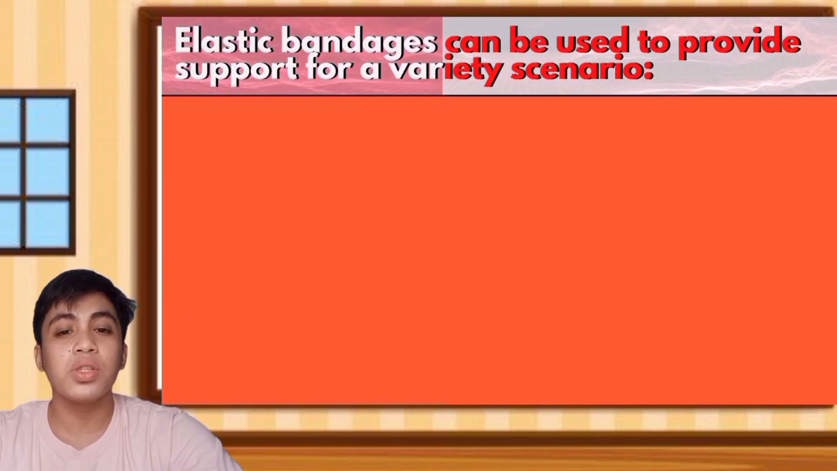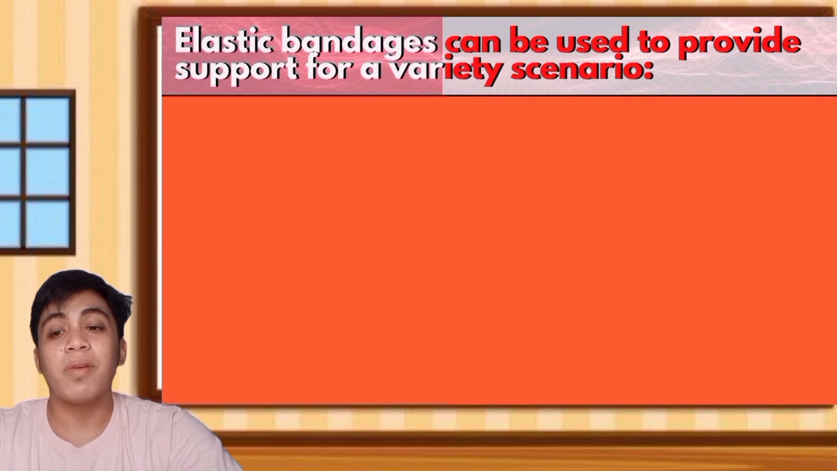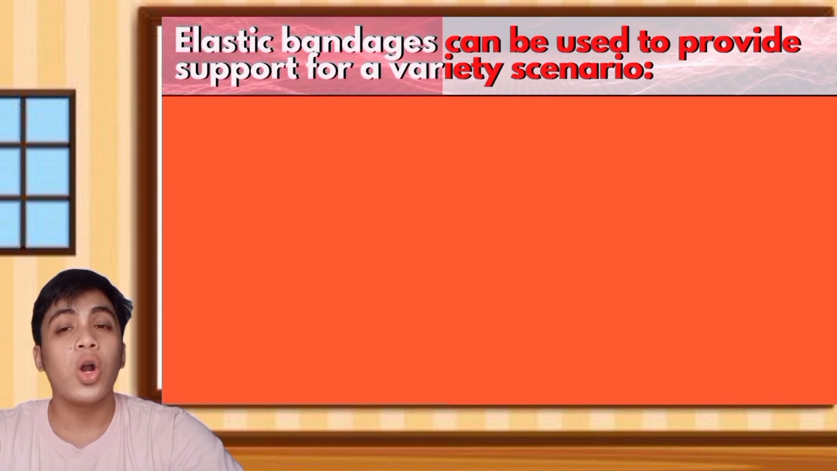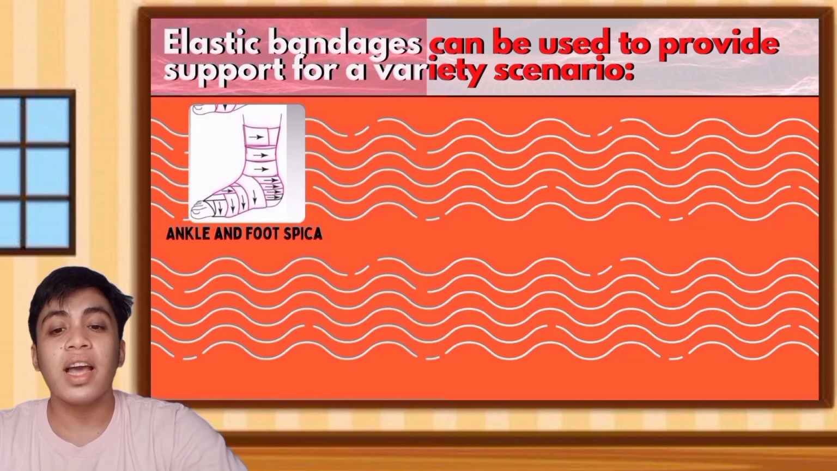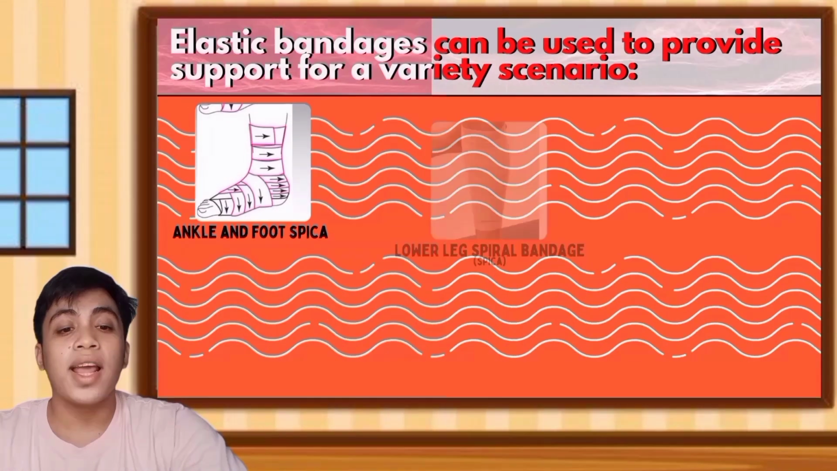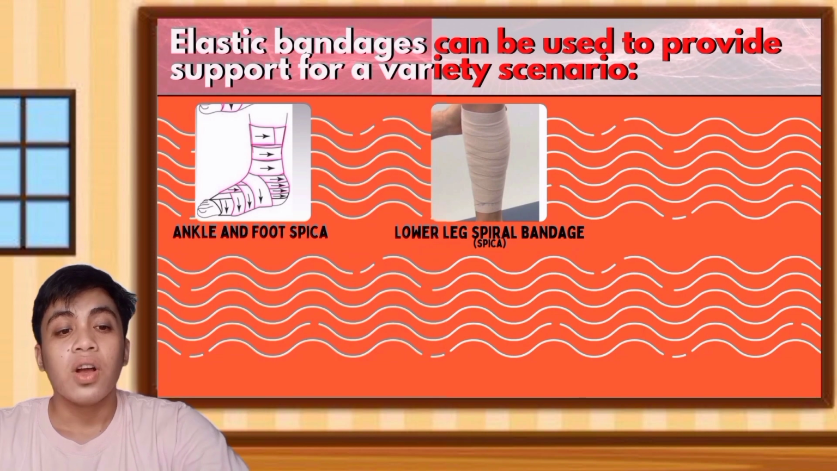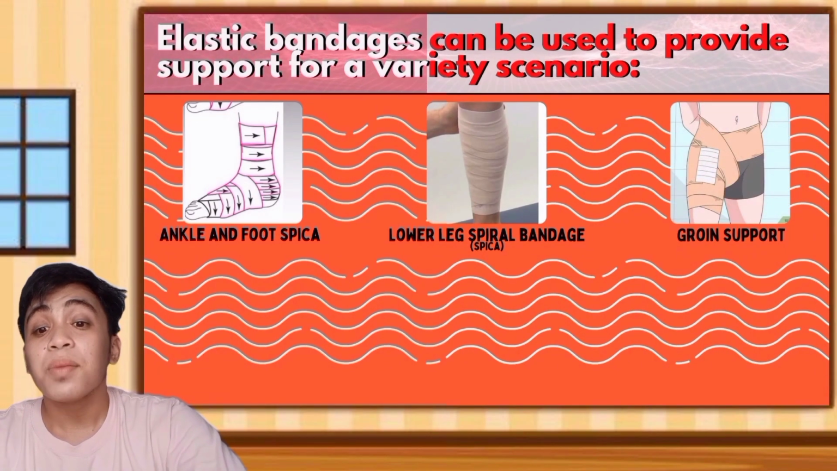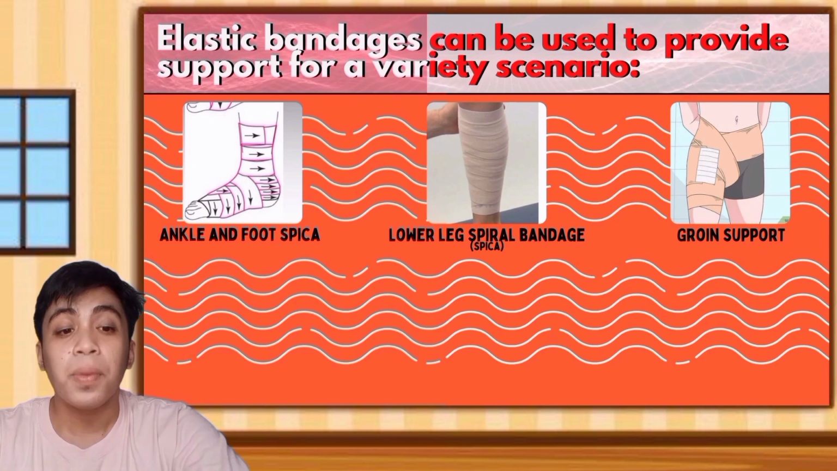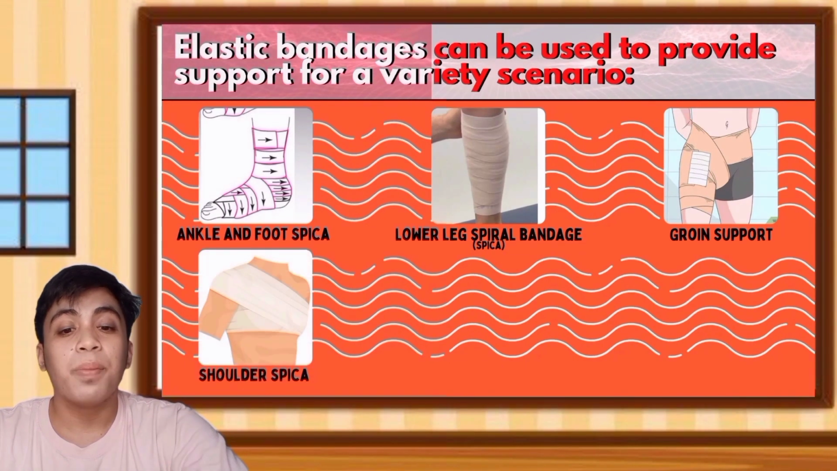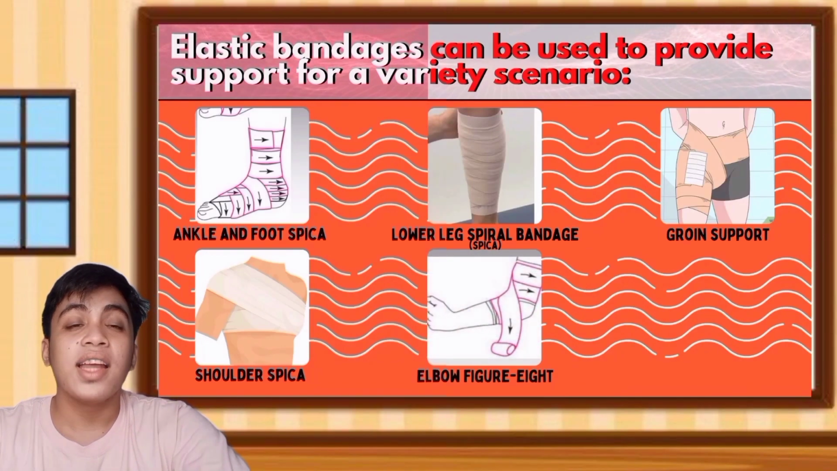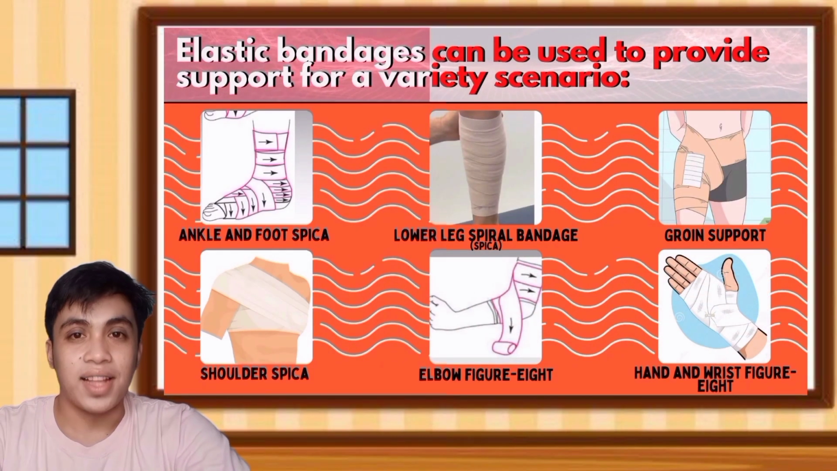Elastic bandages can be used to provide injury prevention and help with different acute or minor injuries. Just like in the picture, it shows where the elastic bandages can be applied. First are the ankle and foot spica, lower leg spiral bandage, and groin support. Our groin can be located in the area of our hip between our stomach and thighs. Next are the shoulder spica, elbow figure 8, and hand and wrist figure 8.